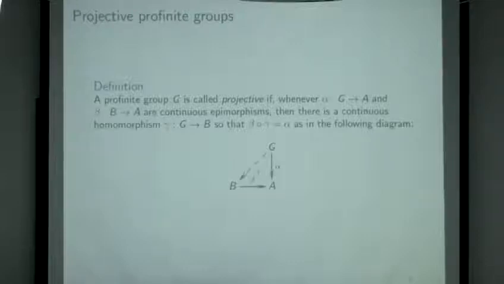I take an epimorphism from G to A and from B to A, and what I want is to be able to complete the diagram with a homomorphism. So it's the same thing as being a projective object in the category of profinite groups. A is profinite. Sorry, no, I really meant to say that A and B are finite. I mean, they could also be profinite, but yeah, A and B are finite.